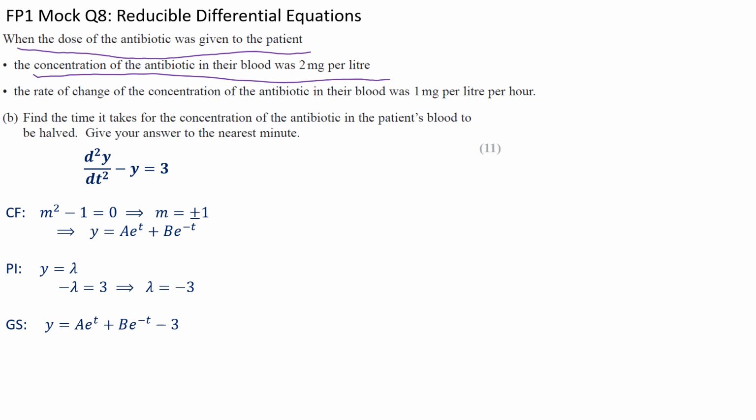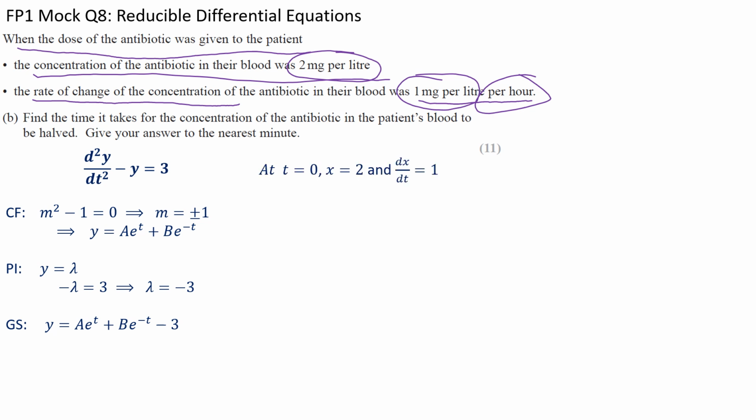The next one is a little more complicated. This is the rate of change of the concentration. That's dx by dt. It's the rate at which x changes as time goes by. And if you're unsure of the units, you can double check over here. 1 milligram per liter is how we're measuring concentration, just like this one is 2 milligrams per liter. But 1 milligram per liter per hour means we're measuring concentration per unit time, so dx by dt. So without further ado, let's see if we can make use of those.